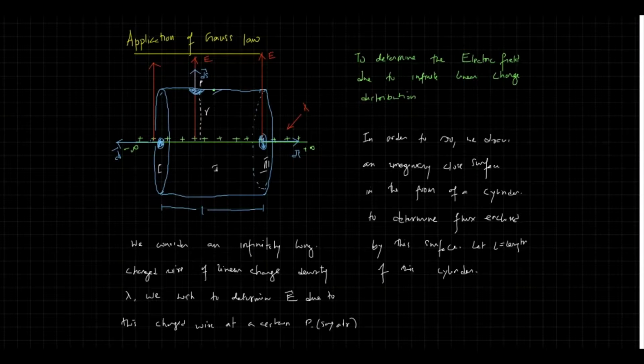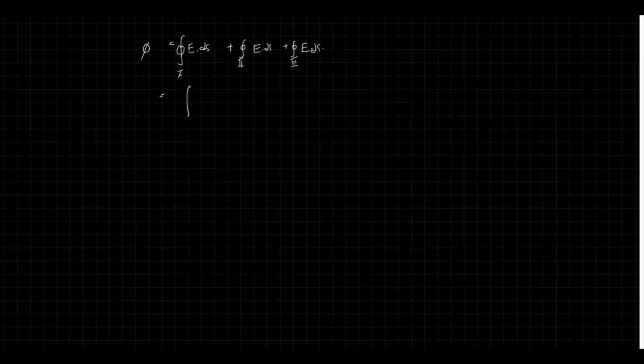So if I do this, what do you see? The angle between the E vector and the ds vector is 90 degrees for the first surface. For the second surface it is 0. For the third surface again it is 90 degrees. That means I can write this closed integral 1 as E ds cos 0 degree plus the closed integral of E ds cos 90, plus, sorry, this is 0. What am I doing?